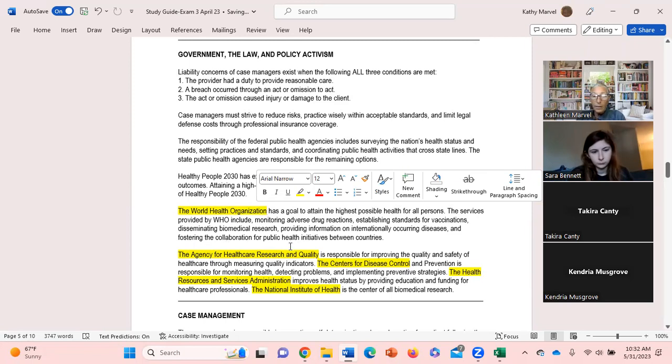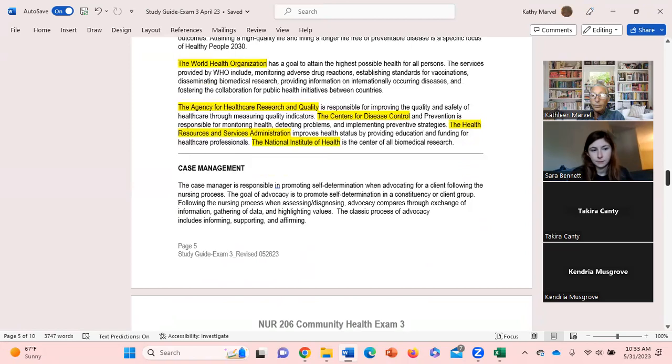So you may get asked about one of these agencies. You may have a question like, which agency is responsible for monitoring health, detecting problems, and implementing prevention strategies? And then all 4 of these are listed. Which one is it? It's the CDC. So have an understanding, and this paragraph provides you that information. Have an understanding of what each of these 4 do.